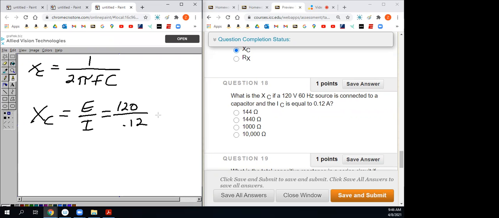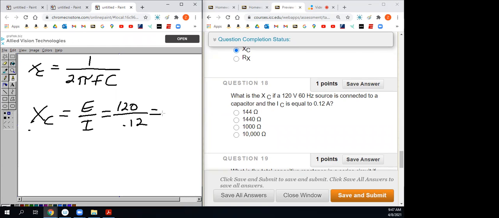One thousand? No, we're calculating capacitive reactance. 120 divided by 0.12. Right. X sub C equals E over I. So in this example, we have 120 volts and we have 0.12 amps.